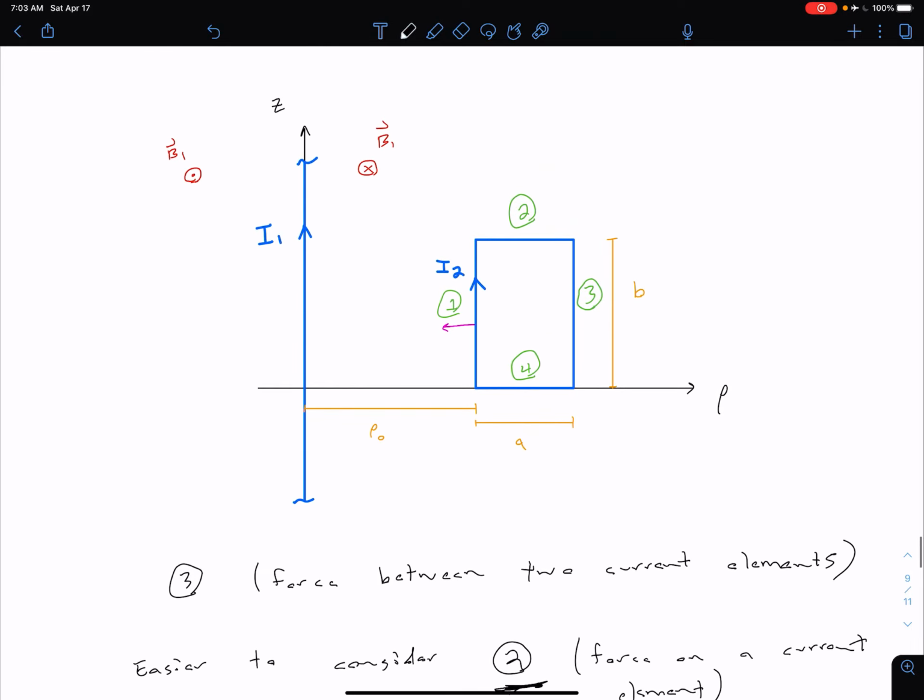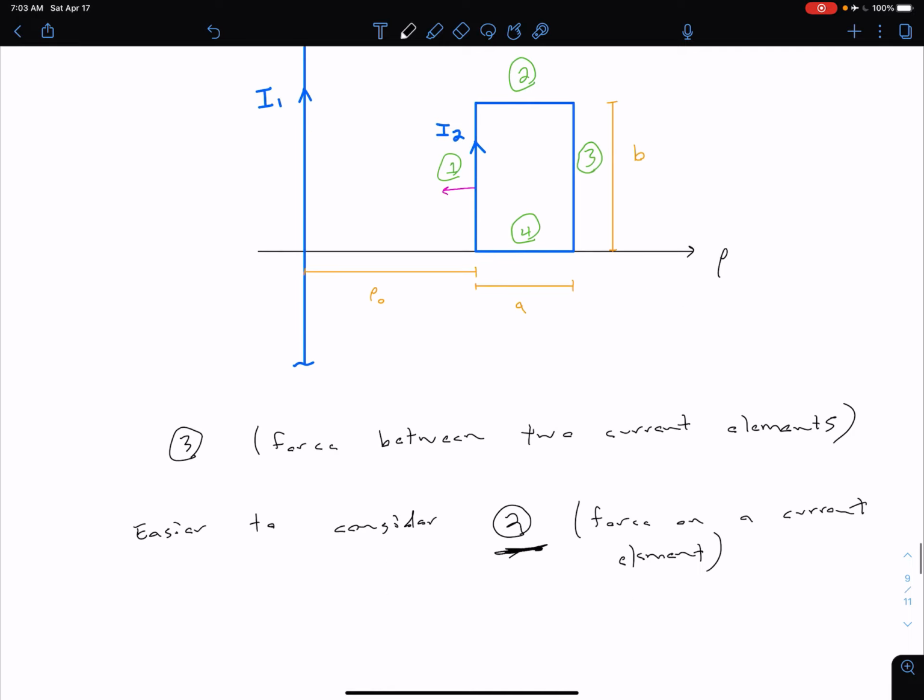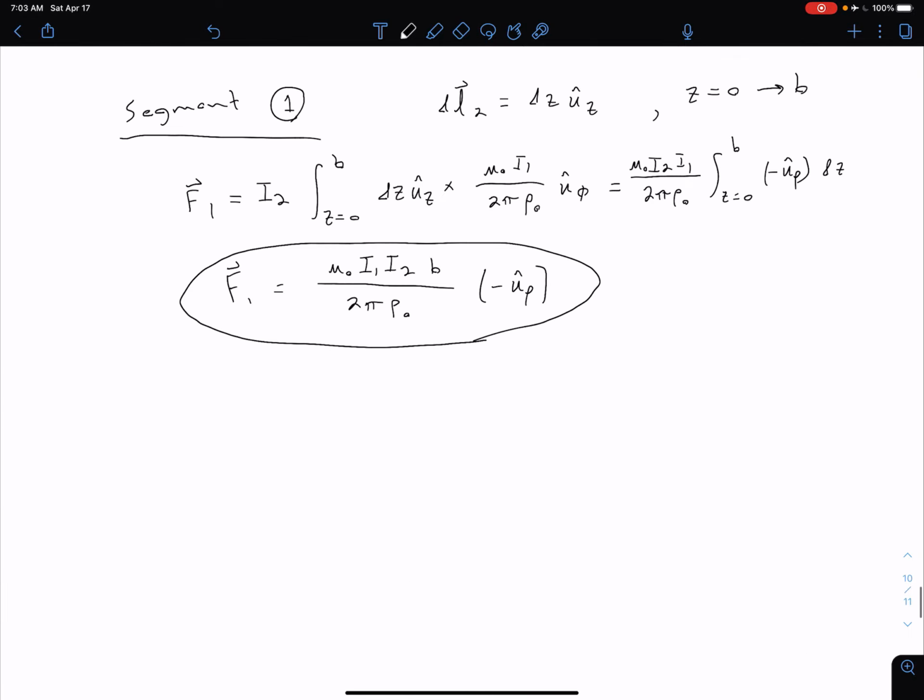While we're up here, let's point out a couple things. We see now our differential change is going to be in the rho direction. We're starting at a value of rho naught, and we're going to a value of rho naught plus a. So let's come down here and write all that down for segment 2.